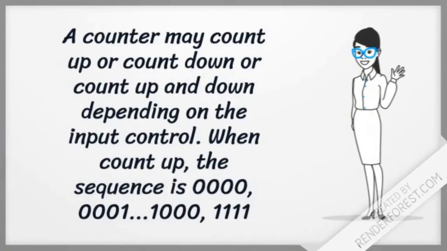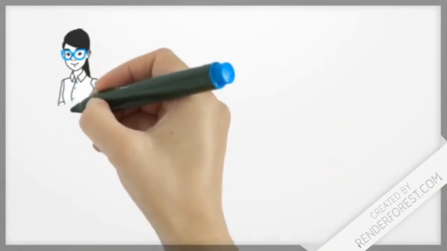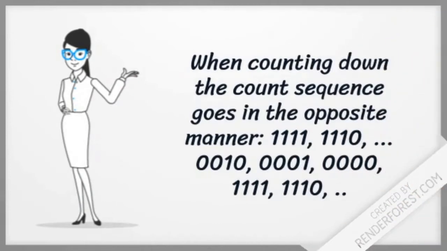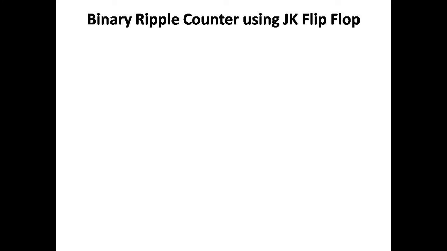A counter may count up or count down depending upon the input control. When counting up, the sequence is 0, 1, 2 and so on. When counting down, the count sequence goes in the opposite manner, that is from high to 0. Let us see an example for a 2-bit binary counter using JK flip-flop.